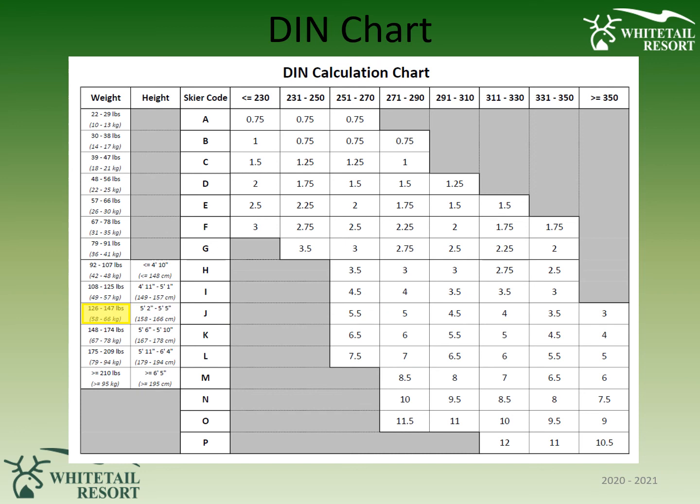So, what do you do if the skier's weight and height are not on the same row? You select the row for the column that is closer to the top of the chart. If our skier was 5 foot 0 inches, then you would apply skier code I and move right across the chart as appropriate.